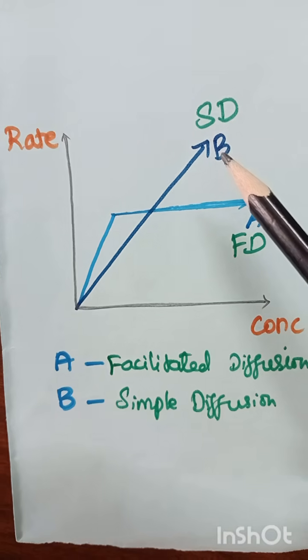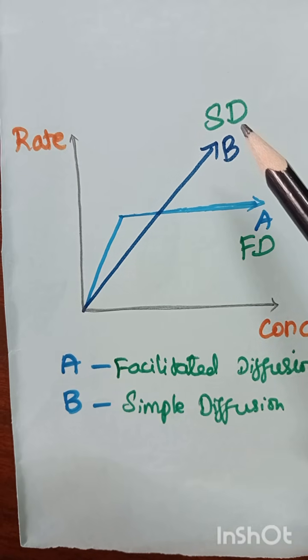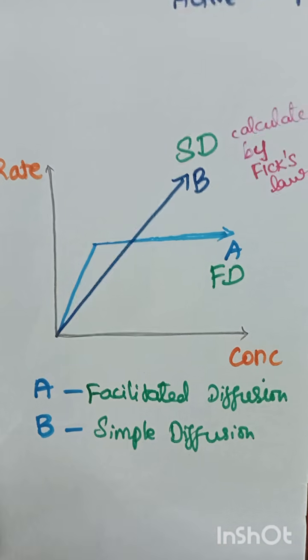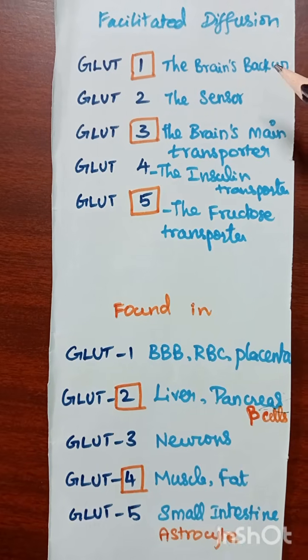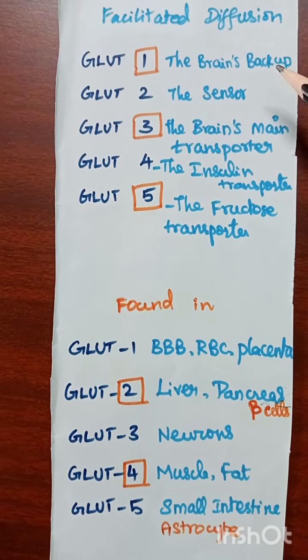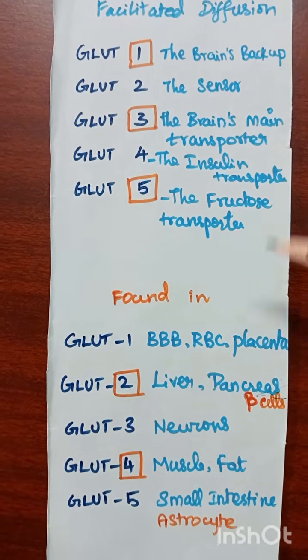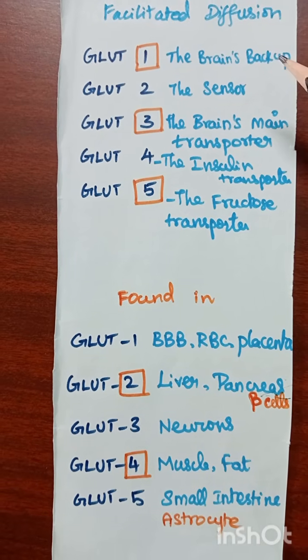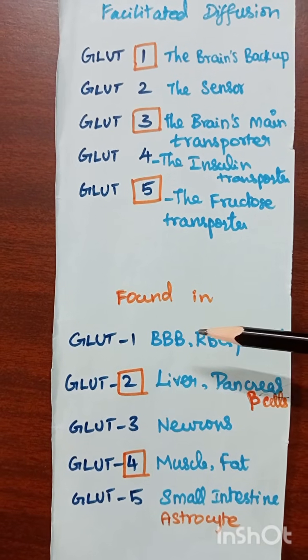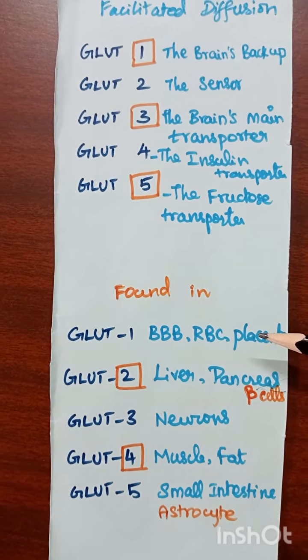In simple diffusion, the rate of transport is determined by Fick's law. GLUT 1 to 5. GLUT 1 is the brain's backup. The glucose uptake in the brain is through GLUT 1, and it's found in the blood-brain barrier, RBC and placenta.